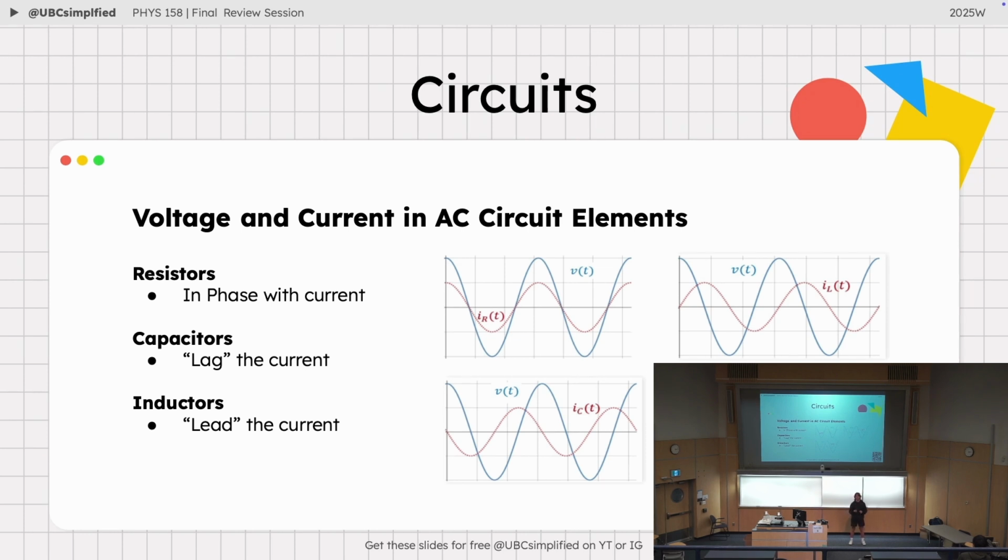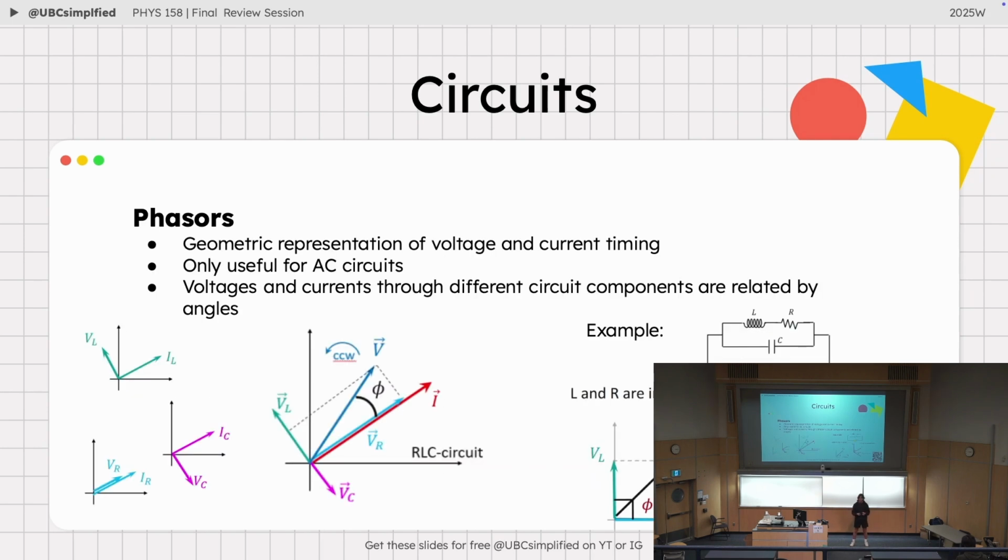So we do our phasors, which is the next slide. But let me finish here. Inductors always lead the current. So the voltage through the inductor is always pi over 2, or 90 degrees, ahead of the voltage in the power source. So next we'll talk a little bit about phasors.